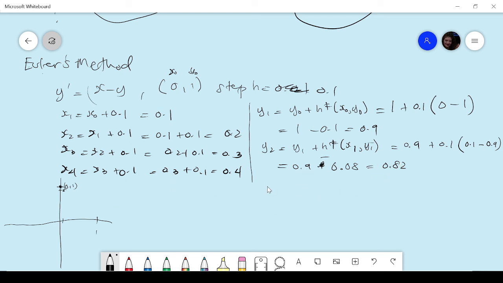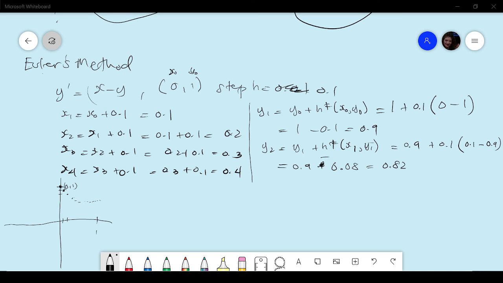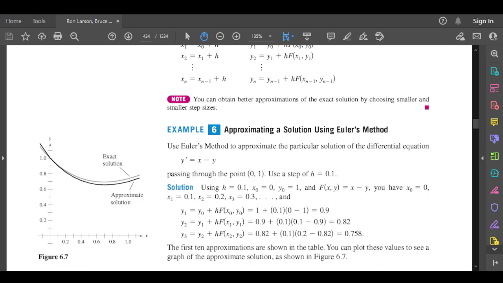Your next ordered pair is at 0.2 and 0.82. So, 0.2 is here and 0.82 is here. That is the next pair. And then you continue. Continue this solution or this process, you'll obtain more points and eventually arrive at this graph. So this is the graph we see.